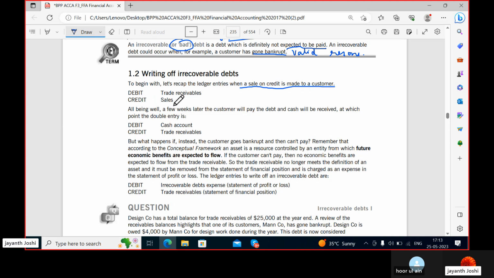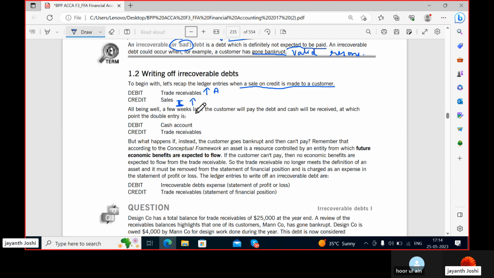When sales are on credit, sales is an income. Increase in income will be shown on the credit side, and receivables is an asset. Increase in asset will be shown on the debit side. So the entry will be debit receivables, credit sales. Sorry, this is an increase in income, not liability. So debit receivables, credit sales.